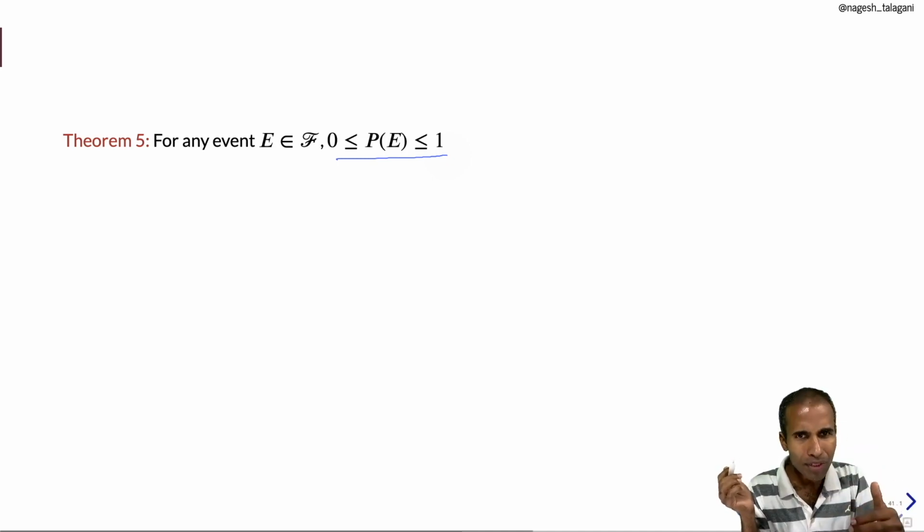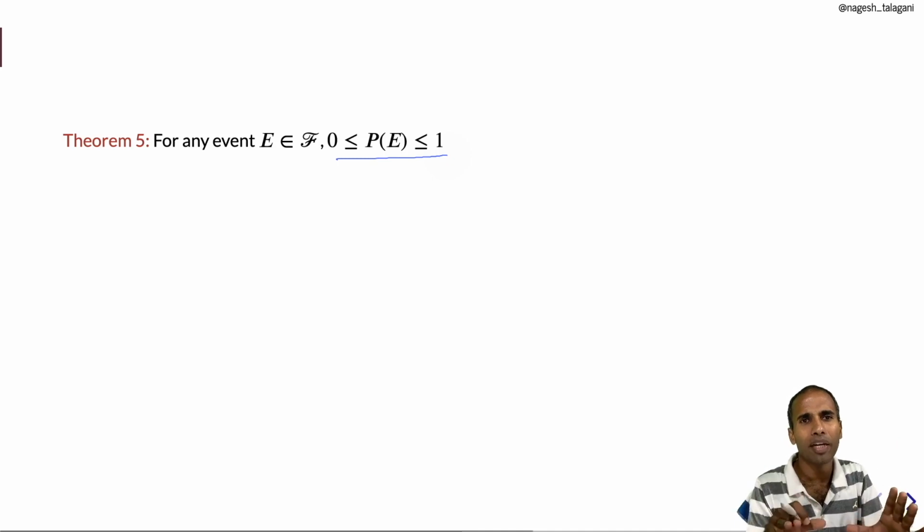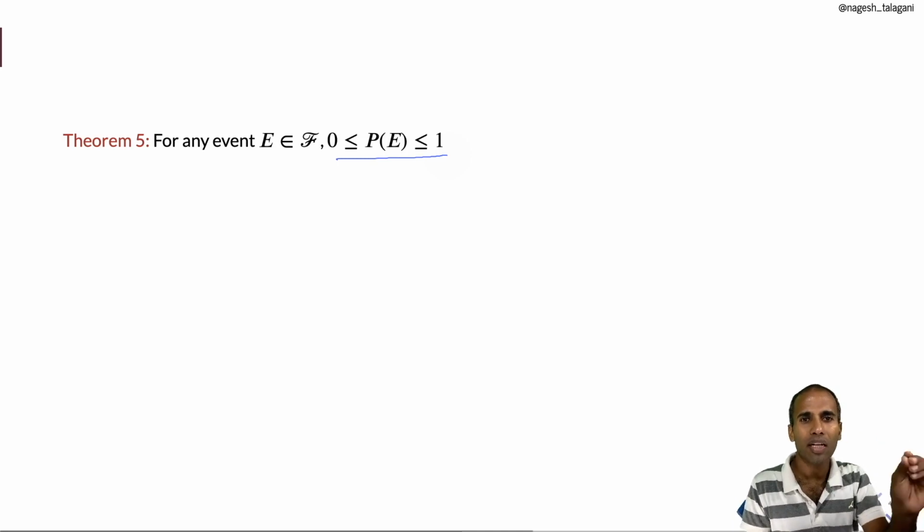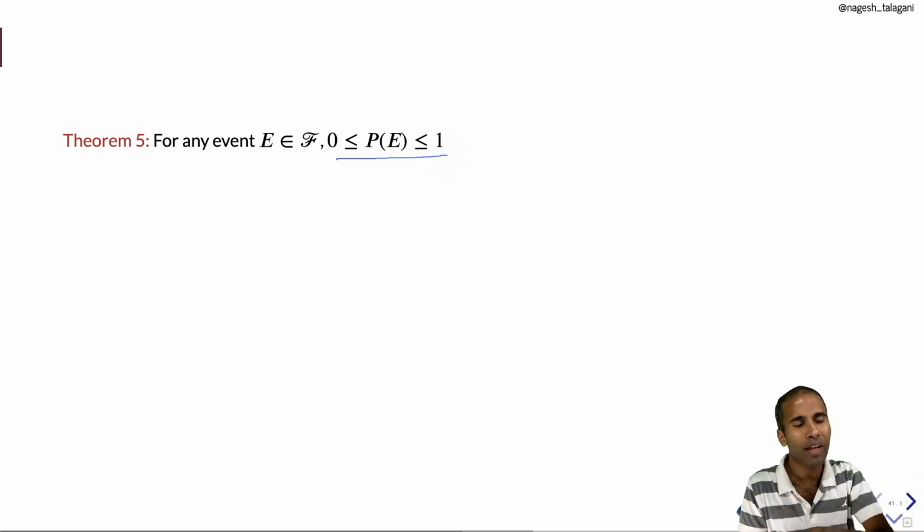But in the definition, we never said this. In the definition, we simply said the probability is a function from event space to real numbers. Axiom 1 only says that it's a non-negative real number, but we are never saying that it's actually between 0 and 1. But this actually follows from axioms 1, 2 and 3 and the previous results which are proved using the axioms 1, 2, 3, right?